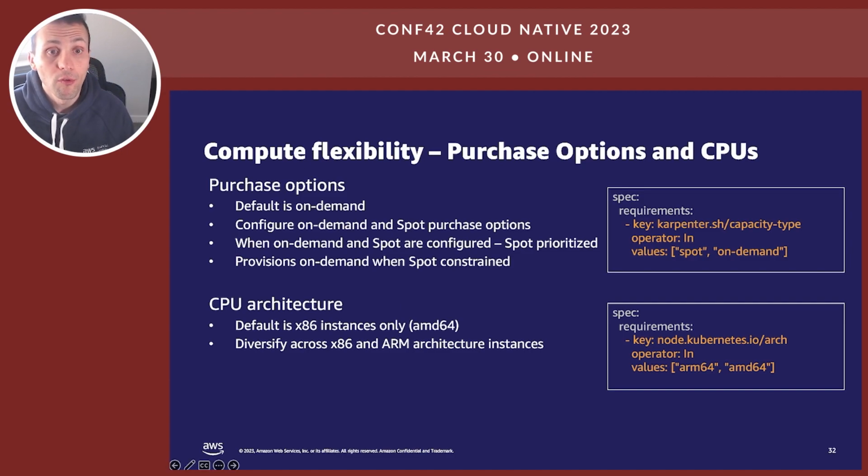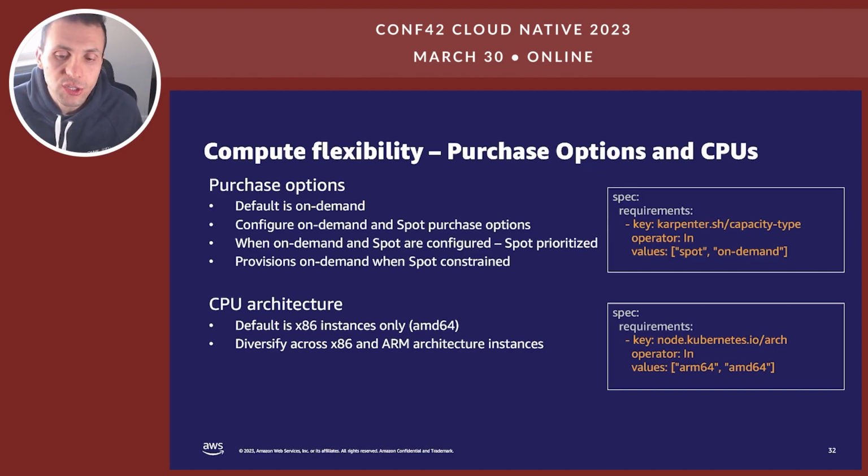One example of the flexibility of the provisioner is the ability to select purchase options. So you can select capacity type. In this case, you have requirements, capacity type. You are choosing spot and on-demand. When you have spot and on-demand configured at the same time on a specific provisioner, Karpenter will always favor spot, and it's only going to pick on-demand if there are spot constraints.